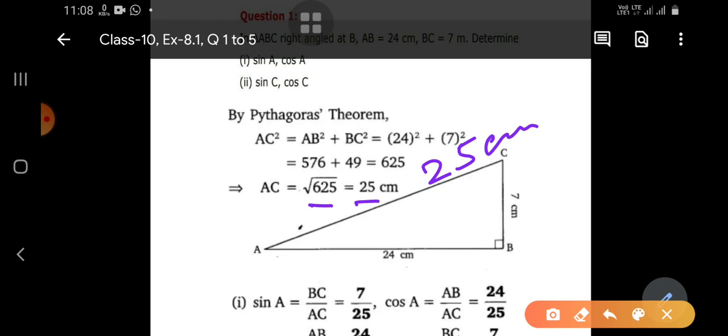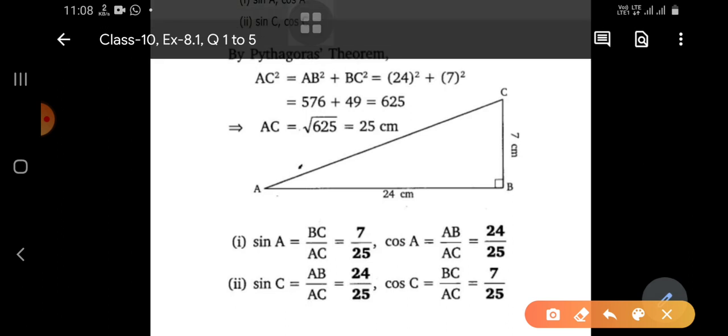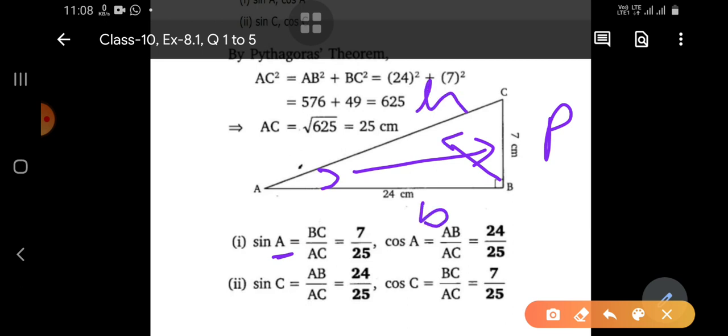Now here you have to find sine A. The formula of sine A is P by H. So first you choose the angle. Which angle is given here? This angle. The opposite of this angle, that is this side BC, will be P, and opposite of the right angle, that is here, will be H, and this will be B. Generally H will be the same. Only when the angles change, the perpendicular and base change. So in this case, sine A, the formula is P by H. P means BC, H means AC, so it will be 7 by 25.